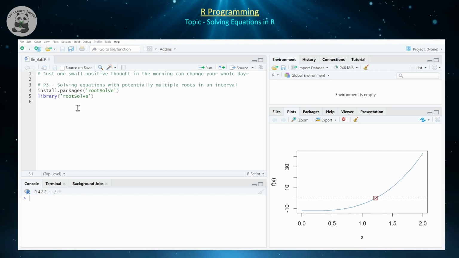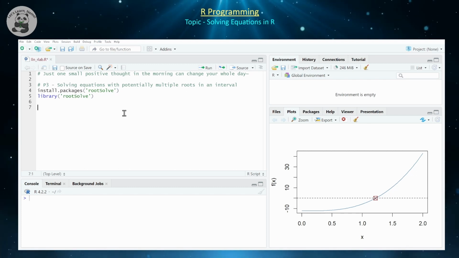So I'm going to use another method that is not found in the base package, and it's going to be found in the rootSolve package. You can install that and include that library, and one of the functions in there is what we're going to use for finding multiple intersections.